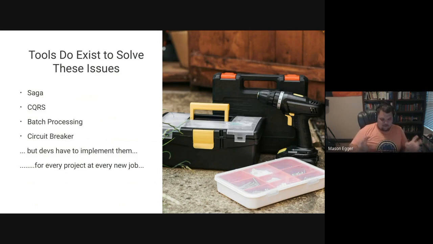I've always said that whenever computer scientists don't know what to do, they will start creating patterns and pushing patterns on people that kind of make sense in theory, but rarely ever actually work in reality. So we have Saga, we have CQRS, we have batch processing, we have circuit breaker. But then what happens is that you have to implement them.